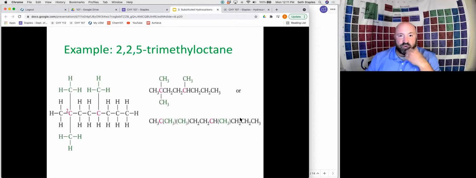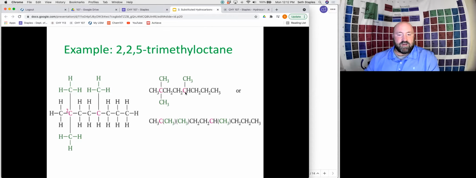Another example here, 2,2,5-trimethyloctane. Again, don't worry about the naming. We'll be looking at those. But here's our main chain, 1, 2, 3, 4, 5, 6, 7, 8. So there's octane. But we have these two different branch points. Here at the second one, we have 2 of these CH3s coming off. So we can see those here. Here at our 5th carbon, we have 1 CH3 group coming off. So we see that here.